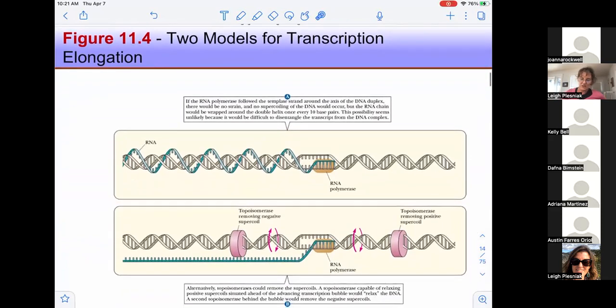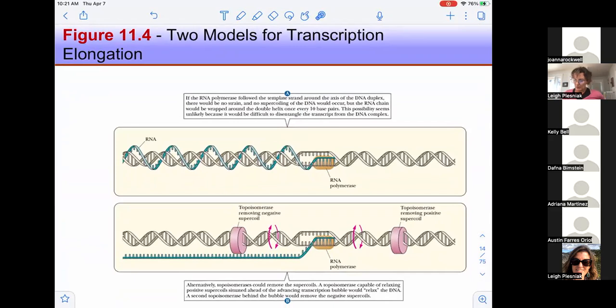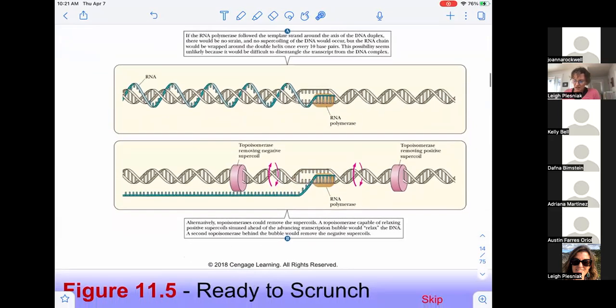So this figure is showing that there are 2 possible ways that elongation of the messenger RNA could take place. One is that the RNA polymerase winds around the double helix, or that the RNA polymerase unzips the double helix. And that's generally accepted as what's going on.